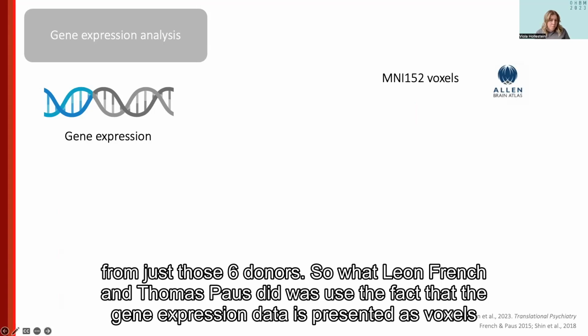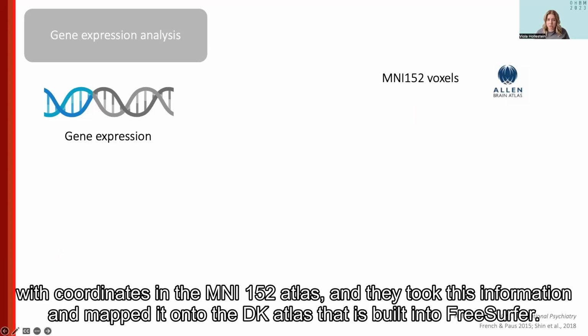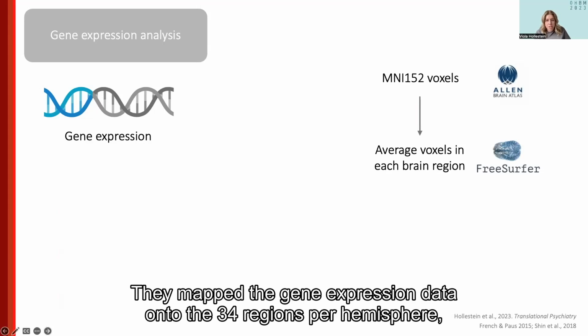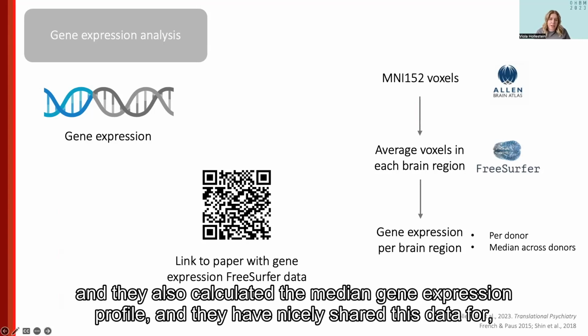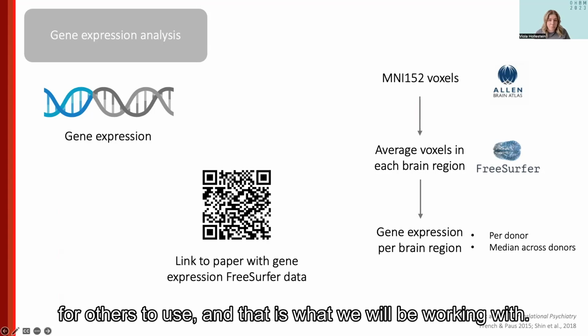So what Leon French and Thomas Paus did was use the fact that the gene expression data is presented as voxels with coordinates in the MNI 152 atlas, and they took this information and mapped it onto the DK atlas that is built into FreeSurfer. They mapped the gene expression data onto the 34 regions per hemisphere, averaging the voxels for each region, giving one value of gene expression per brain region per donor. And they also calculated the median gene expression profile. And they have nicely shared this data for others to use. And that is what we will be working with.